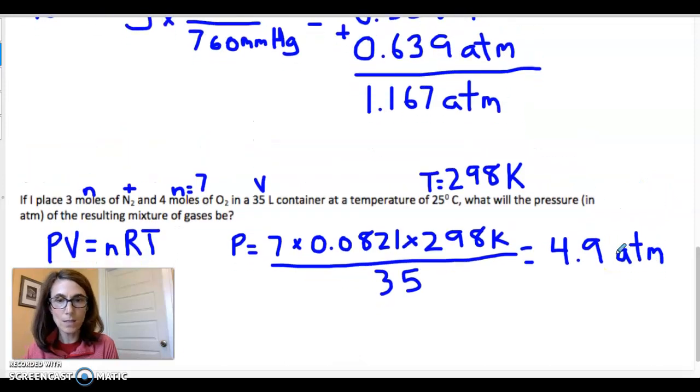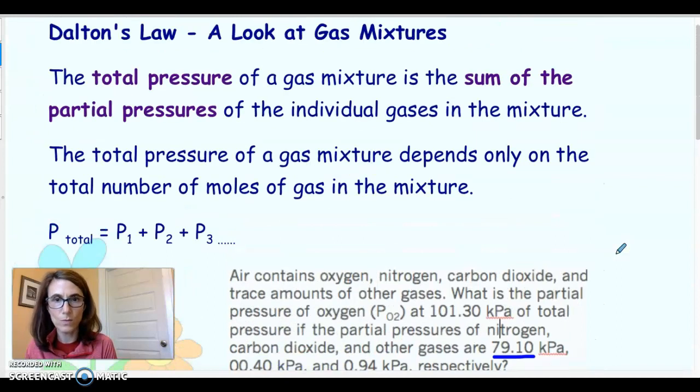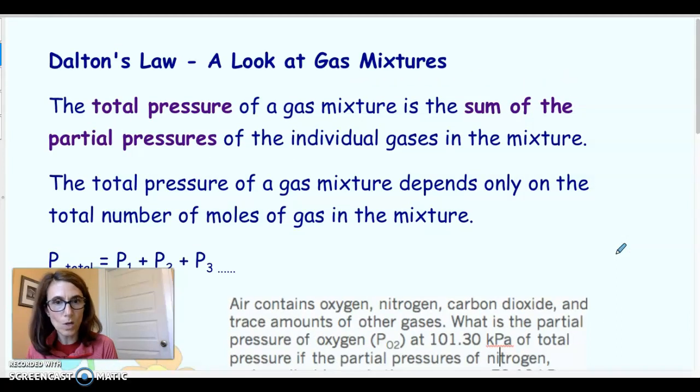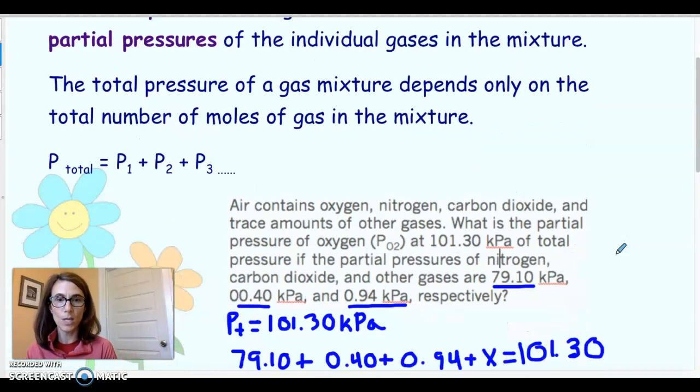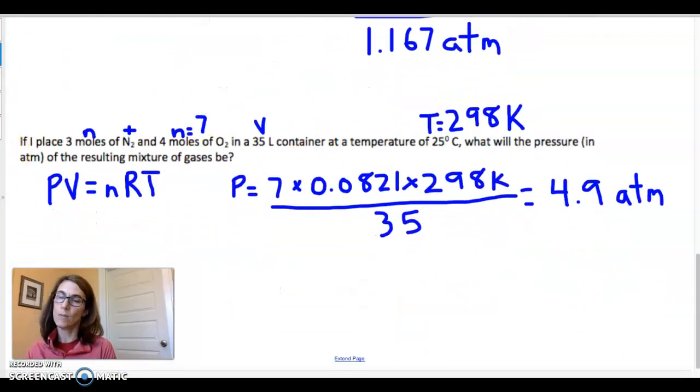So that is a different look at a few examples of Dalton's law. Dalton's law basically tells you that the total pressure of a gas mixture depends only on the total number of moles. So you can add the partial pressure of all of those individual gases and get your total pressure. You can also apply it when looking at an example that's going to require the ideal gas law as well.